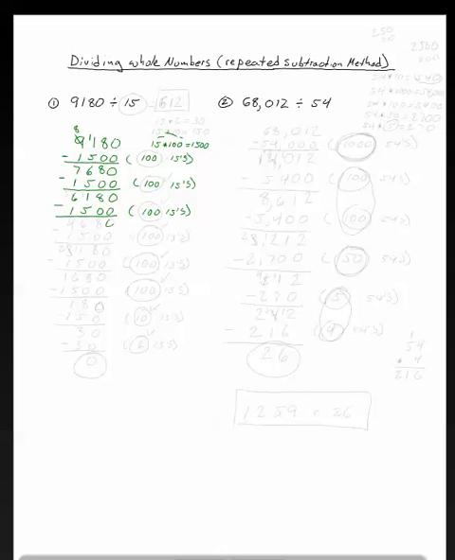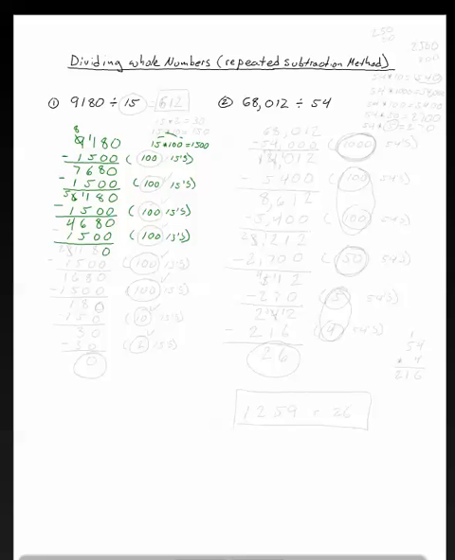0 minus 0 is 0. 8 minus 0 is 8. 1 minus 5 I can't do, so I need to borrow. 11 minus 5 is 6. And 1 minus 5 is 4. And I can subtract 1,500 again, which is 100 15s.